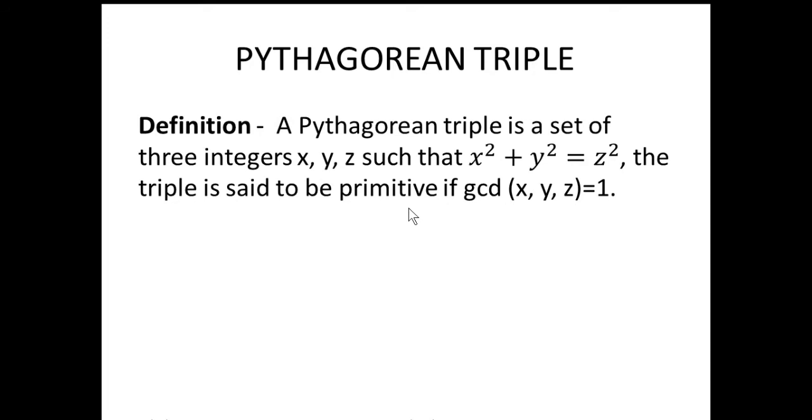How do we define a Pythagorean triple? A Pythagorean triple is a set of three integers x, y, z such that x squared plus y squared is equal to z squared. And this triple is called a primitive triple if x, y, z are relatively prime. You already know the Pythagoras theorem: for a right triangle, the hypotenuse squared is equal to perpendicular squared plus base squared. That means the values of x, y, z which satisfy the Pythagoras theorem are a Pythagorean triple. You can say it like that.